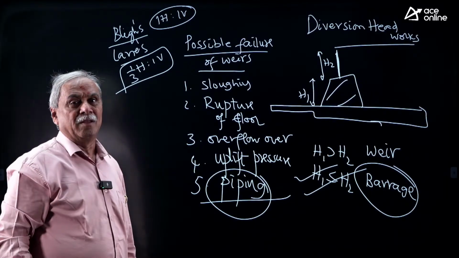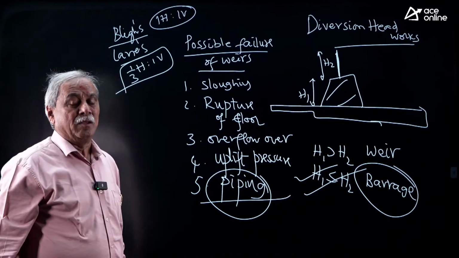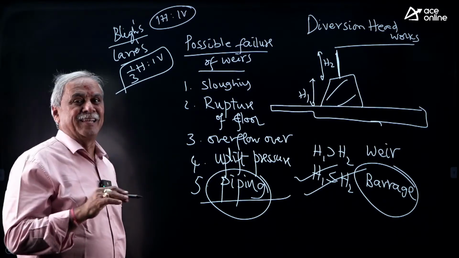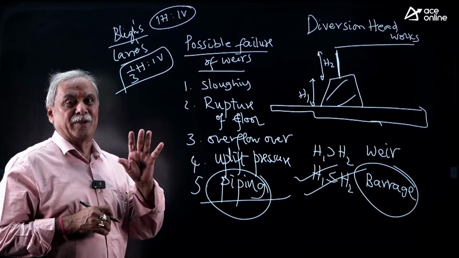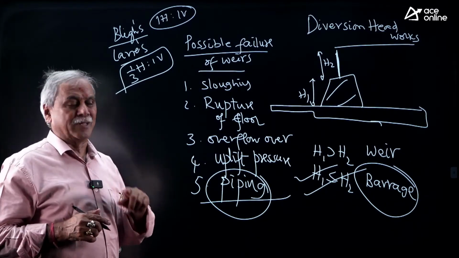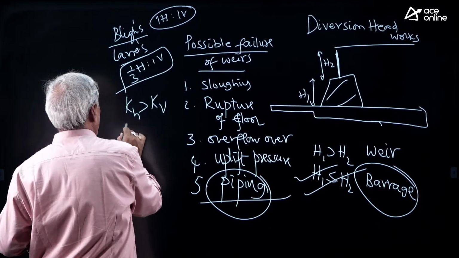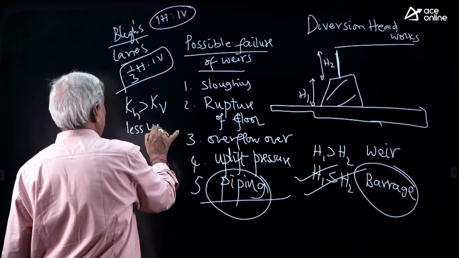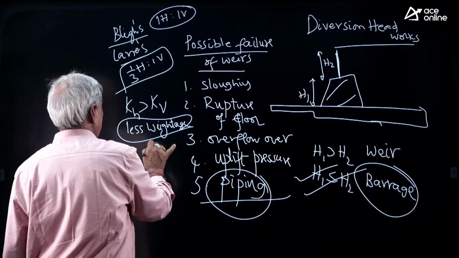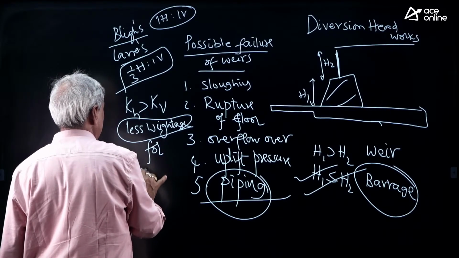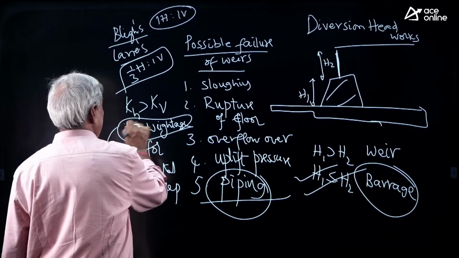Some question may be given out of Bligh and Lane, which theory is more scientific? 95% both are same. What is the major drawback of Bligh's theory or major advantage of Lane's theory? Your answer must be Lane's is more scientific because in reality, K horizontal is more than K vertical. As K horizontal is greater than K vertical, less weightage is given for horizontal creep. That's what the question may be like this.